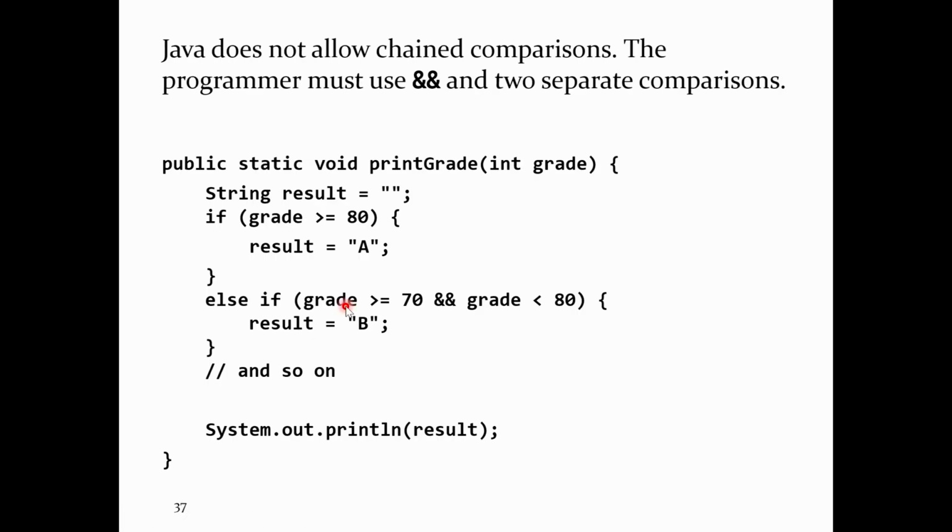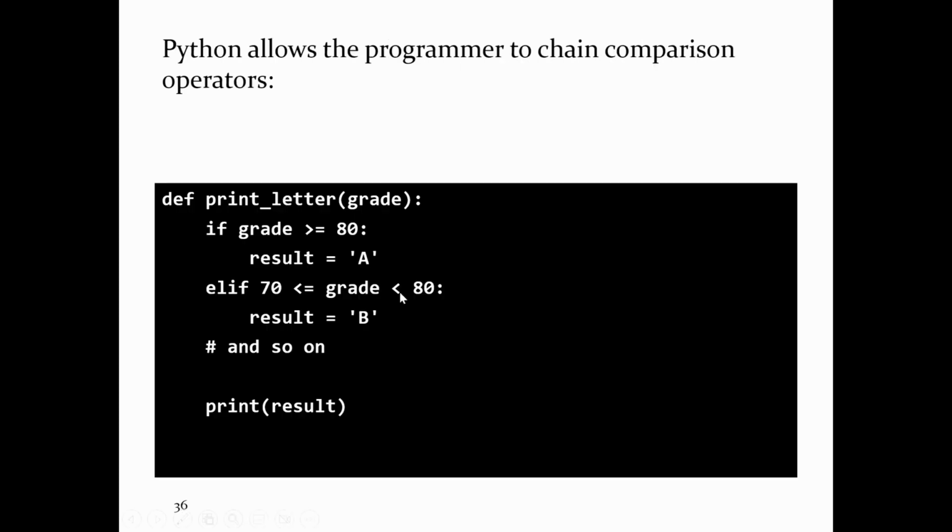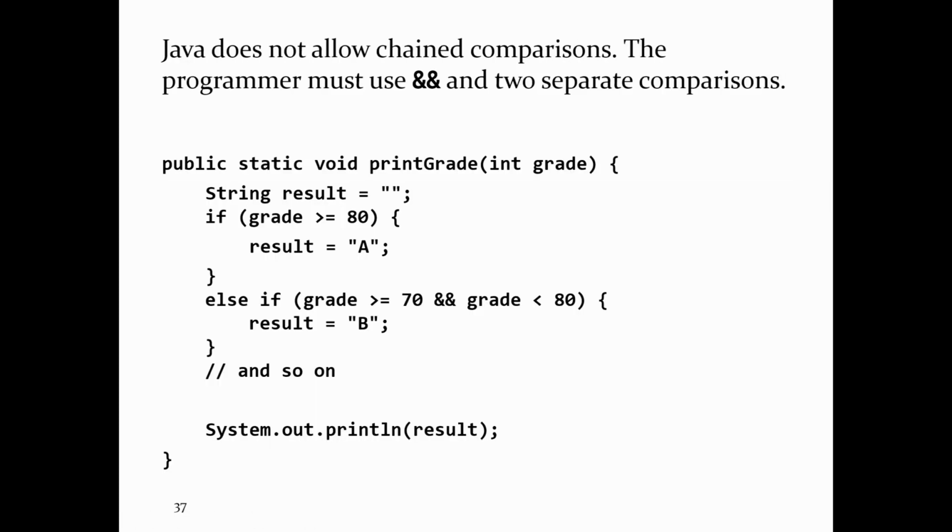So if your grade is greater than or equal to 70, and your grade is less than 80. If you try to write it like the chained version, the Java compiler will complain. I forget what the exact error is, but you can't chain the operators in Java. If you have more than one condition that you want to check, then you have to combine them with and or or. So remember that there are no chained comparisons.